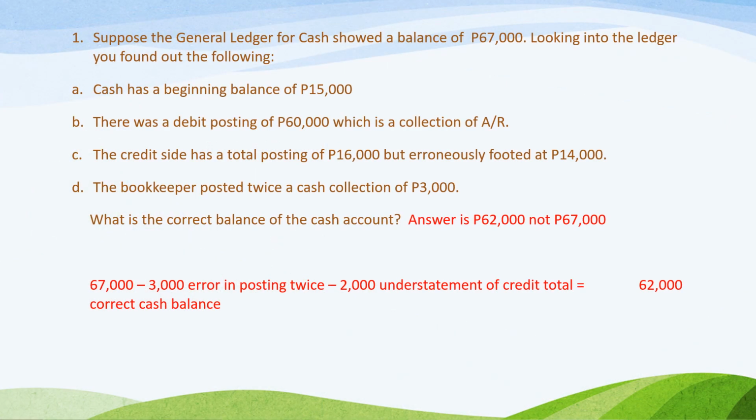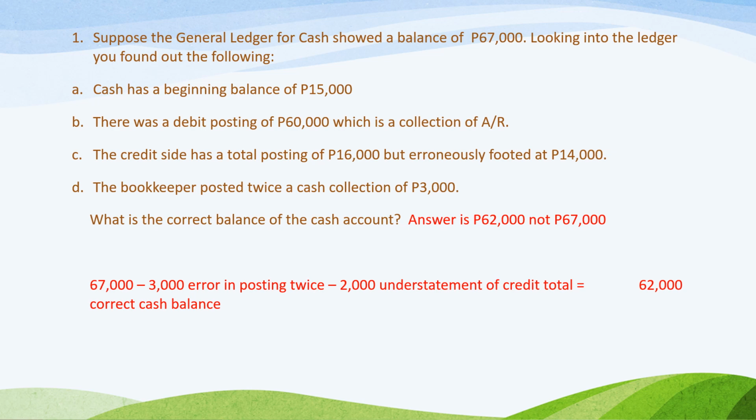So for the first problem, suppose that the general ledger for cash showed a balance of 67,000. Looking into the general ledger, you found out the following: the cash has a beginning balance of 15,000. There was a debit posting of 60,000, which is a collection of accounts receivable. The credit side has a total posting of 16,000, but erroneously footed at 14,000. The bookkeeper posted twice a cash collection of 3,000. The question is, what is the correct balance of the cash account?